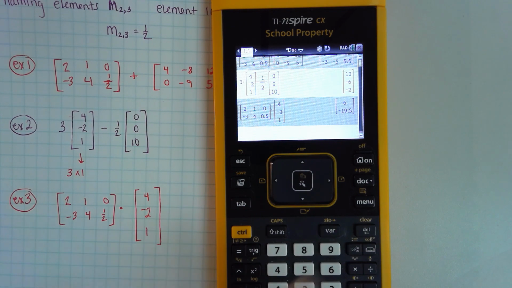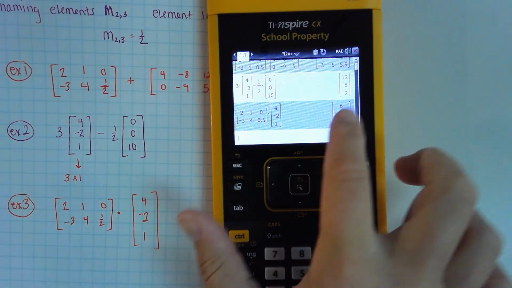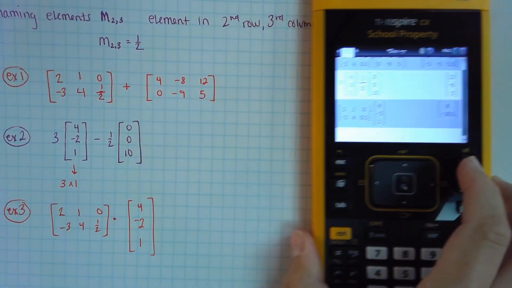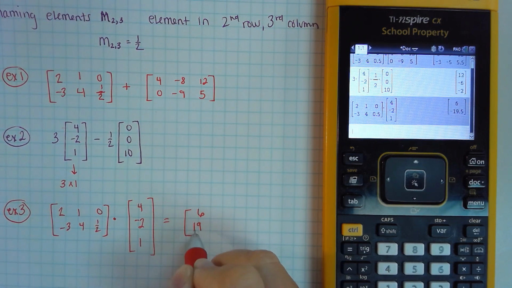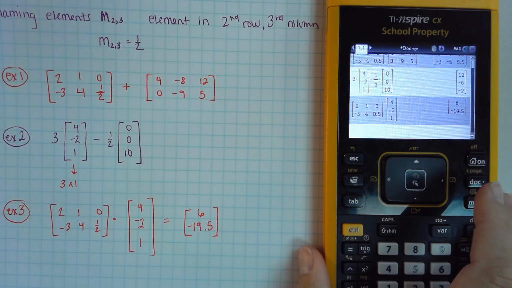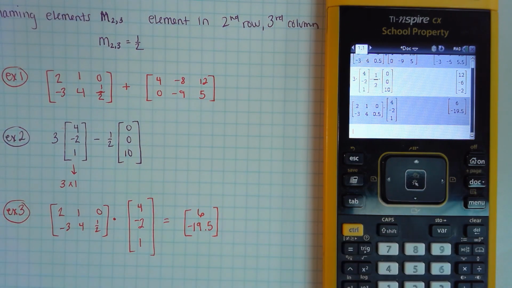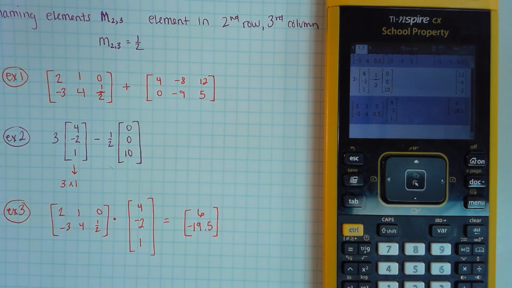So what's interesting is that we were able to multiply these two matrices. They had different dimensions, and the resultant matrix had even different dimensions after that. So my answer is 6, -19.5. So again, without going into how it's working or why it's working, on an ACT, you can use your calculator to add, subtract, multiply, and scalar multiply matrices.